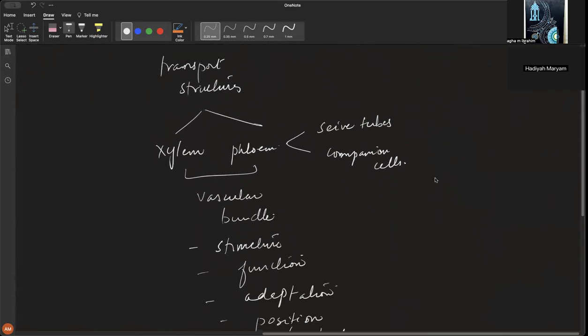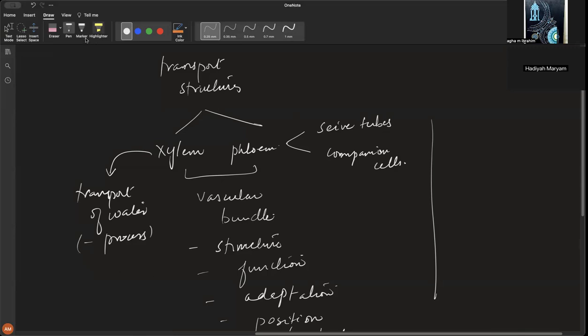Another thing in this topic is the transport of water and translocation. These are the two things. Transport of water is related to xylem, the complete process.